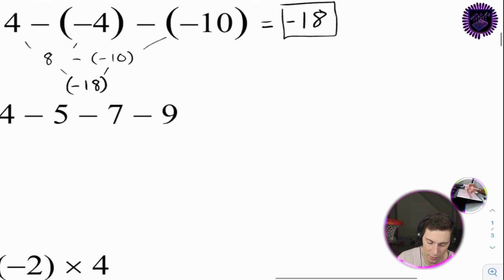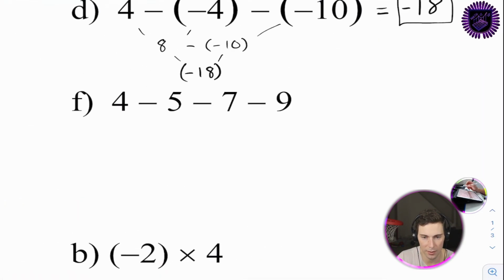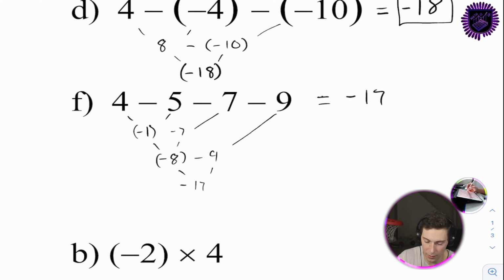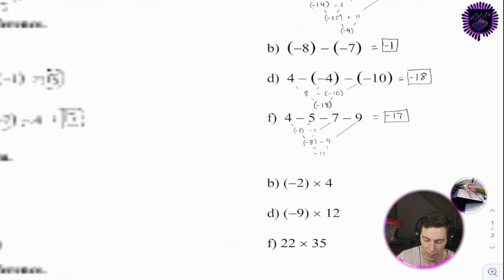Question F. Oh, no positives, just minus, minus, minus. Or sorry, no negatives. So minus, minus, minus. So that's going to be 4 minus 5 is going to be -1. And then minus 7 is going to be -8. And then minus 9 is going to be -17. The answer is -17. Box my answer. Great. All right.